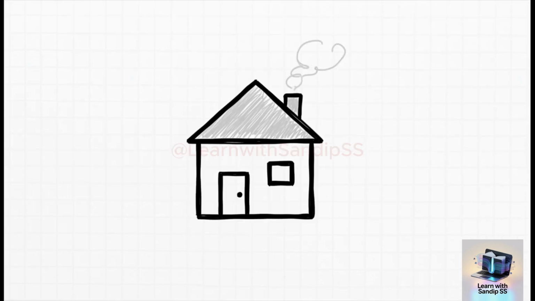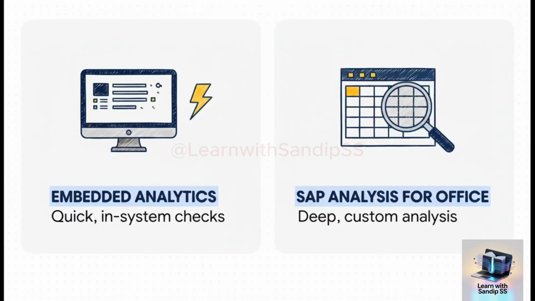But hey, let's be real for a second. For so many people in finance, Microsoft Excel is home base. It's their natural habitat. It's where they're most comfortable doing that deep, flexible, custom analysis. So what does the S4HANA toolkit have for them? The answer is our second everyday tool, SAP Analysis for Office. And this perfectly shows that whole right tool for the job idea.